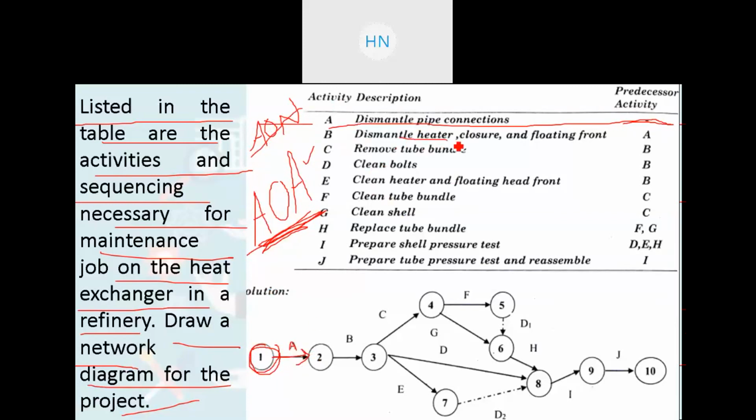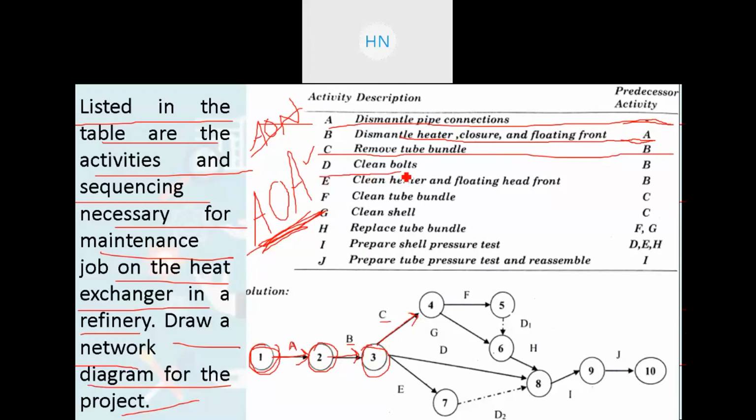After that B, dismantle heater, closer and floating point, has predecessor activity A. So after A, B can happen. So we are adding one more activity, and for that we need to add one more event, that is event number 2, and this is your activity B, right? After that C, remove the tube bundle. It has predecessor activity B. So C can happen only after B. So for that we are adding one more event, that is event number 3, and from that we get the arrow coming out as activity C, because it can happen only after B.